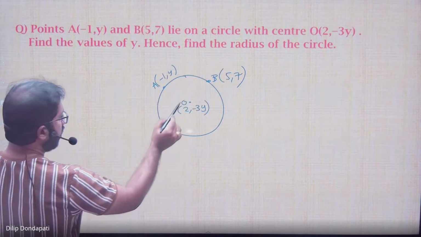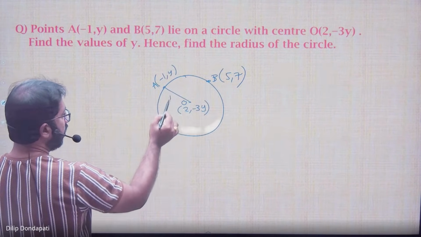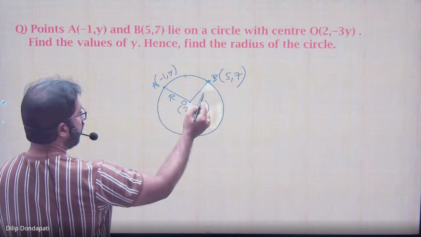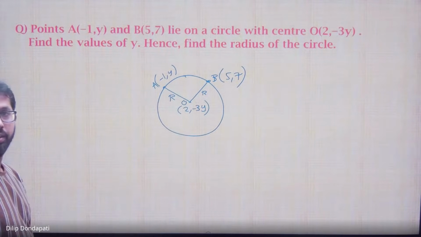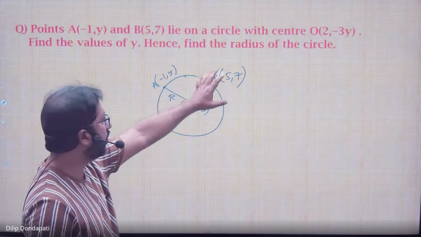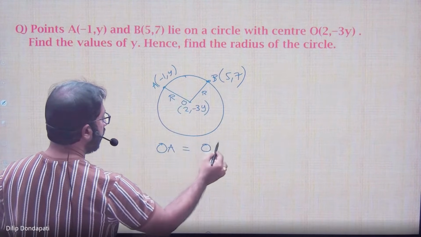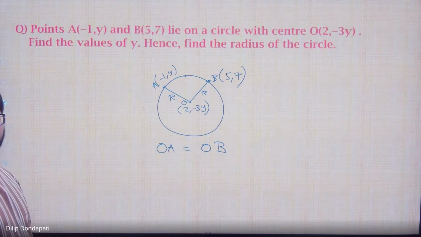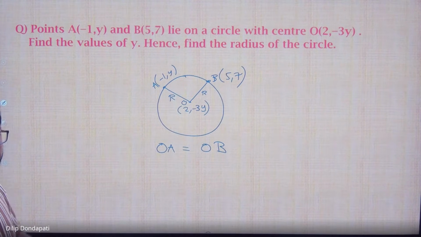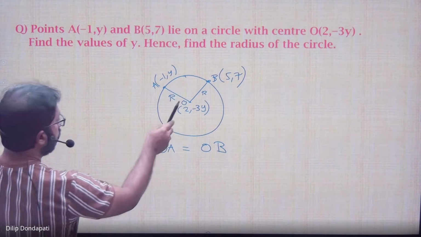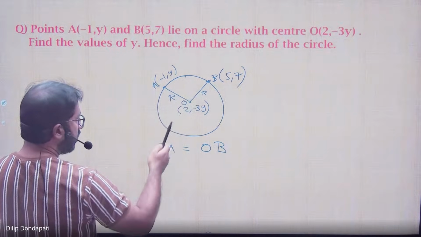Okay. OA is the radius only. OB is also radius only. Since the radii are equal, equate both distances. So you have to say OA is equal to OB. Now solve using the distance formula. We'll get the value of y. So OA is radius, this is also radius, that's why the radii are equal.